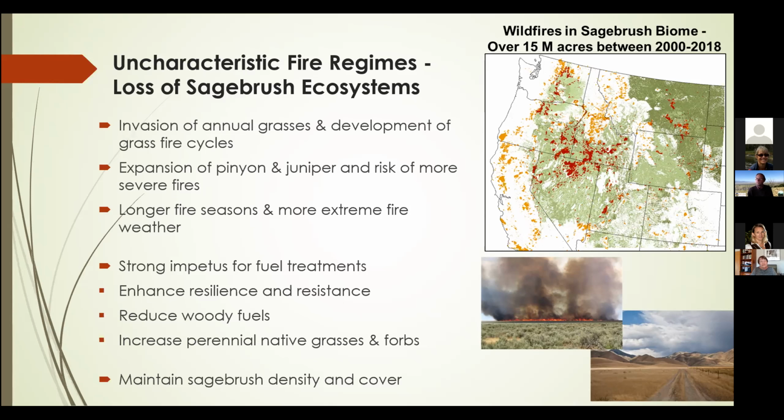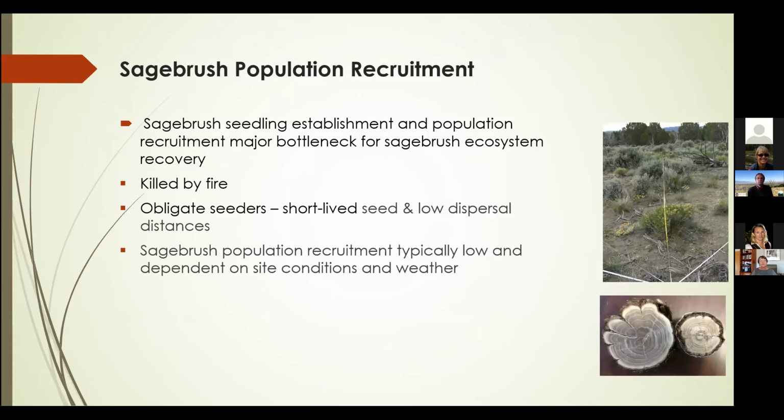The overarching objective of most of our landscape fuel treatments is to increase resilience, or the potential to recover after wildfire, and resistance to invasive annual grasses. That is, of course, in addition to reducing fuels and increasing perennial native grasses and forbs. With progressive losses of sagebrush ecosystems and numerous sagebrush-dependent species, we're seeing an increased focus on maintaining sagebrush density and cover really across the entire sagebrush biome.